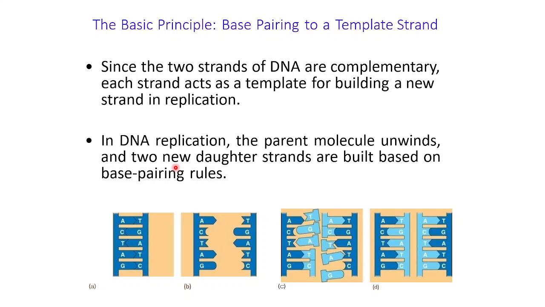Now, before we get into DNA replication, we first talk about the basic principle, that is base pairing to a template strand. Since the two strands of DNA are complementary, there is one strand from the 5 prime to the 3 prime, and another strand from the 3 prime to the 5 prime. For every adenine there is a thymine, for every cytosine we have a guanine. So there is a complementary strand of DNA, and each strand acts as a template for building a new strand during replication.